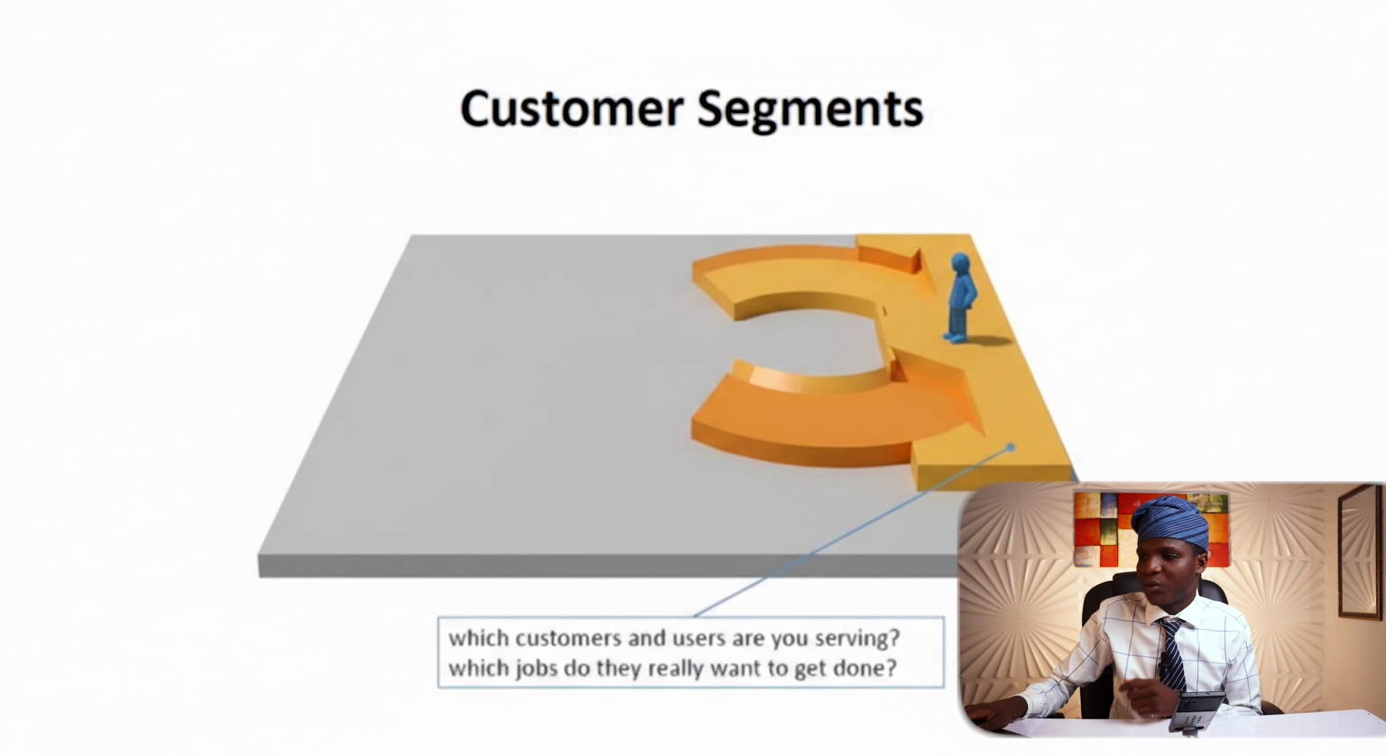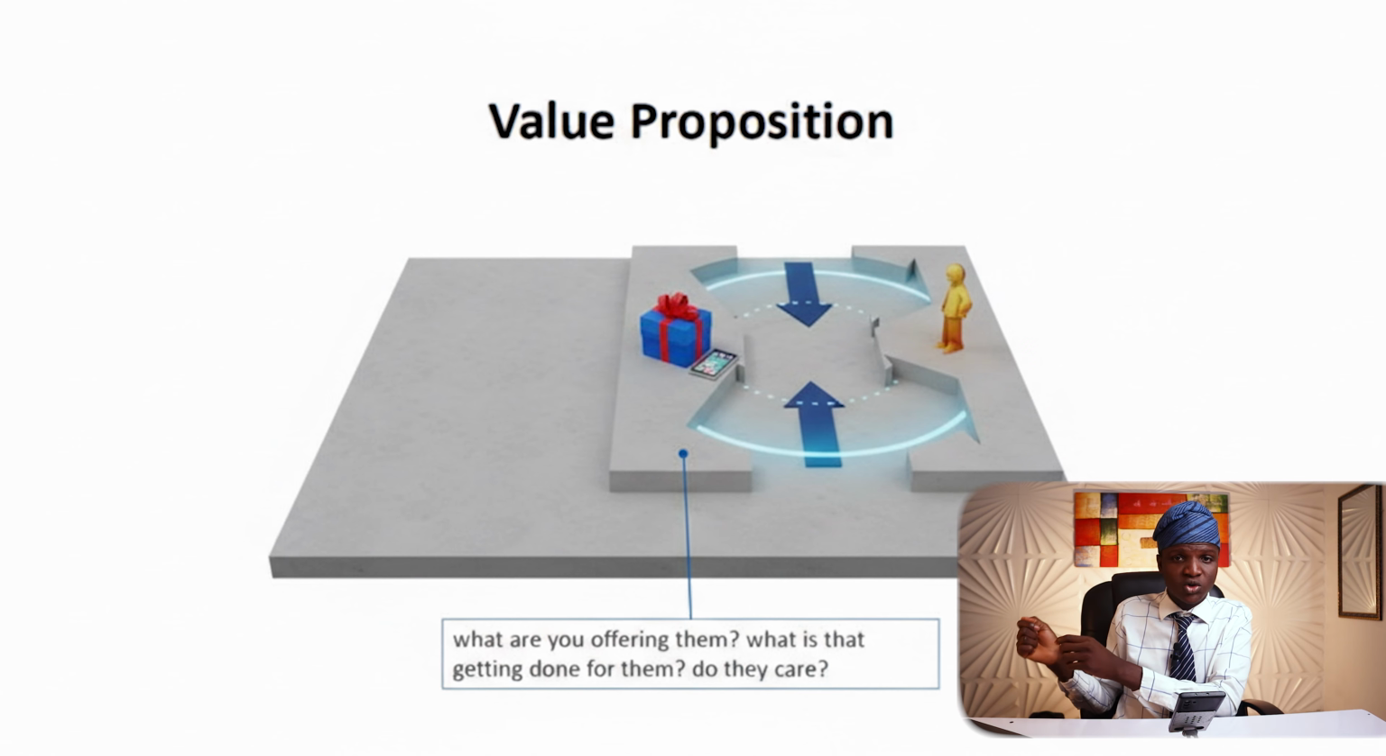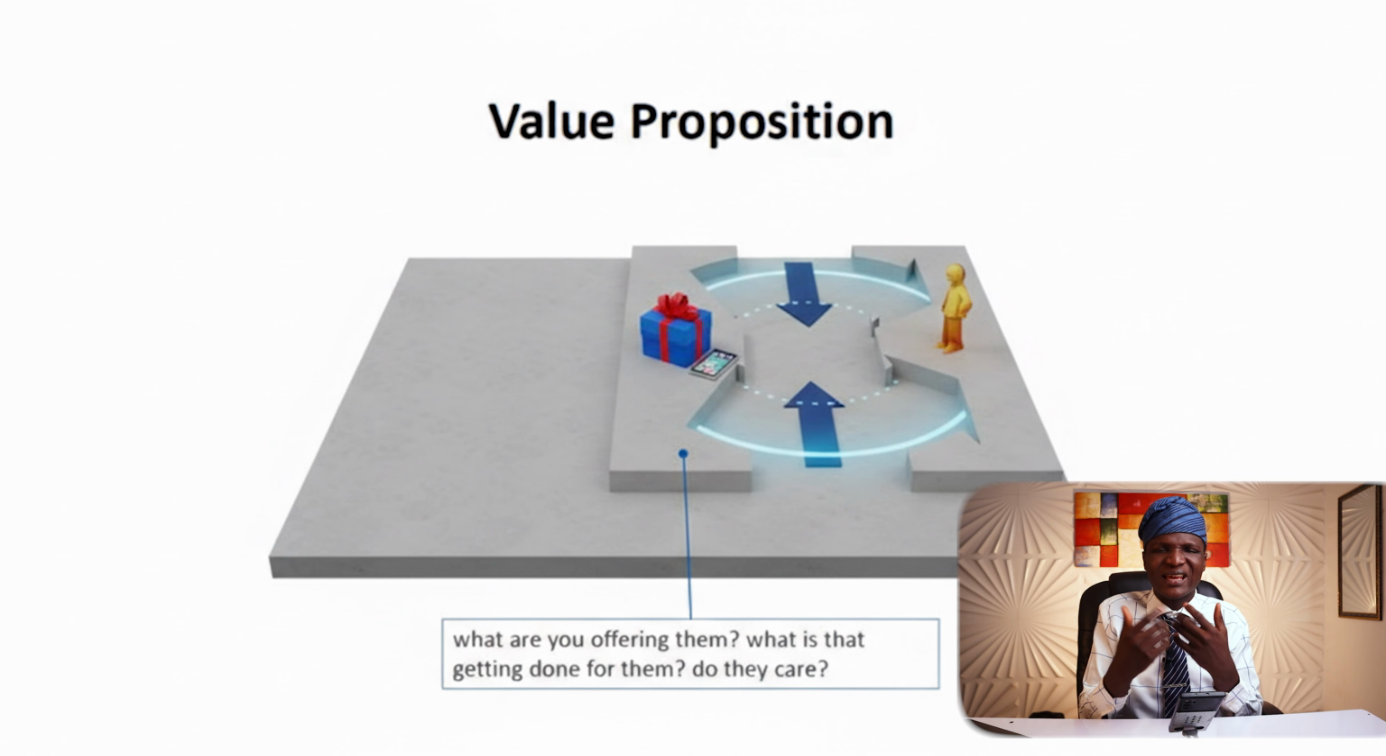The second part of the puzzle is what we know as value proposition. What is it that you are giving to people, that you are giving this customer segment, that we are able to identify what is the value you are giving to them and how this value differentiates you from your competitors? What is that value you are changing? What is that thing that you are getting done for them? And do they really care about that? You need to put that in context.